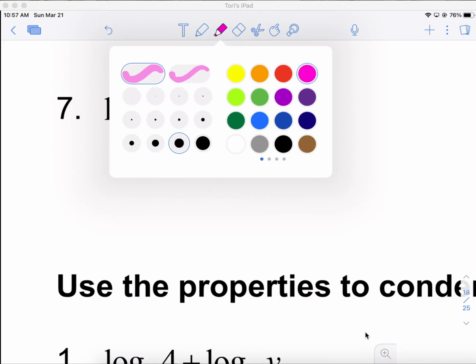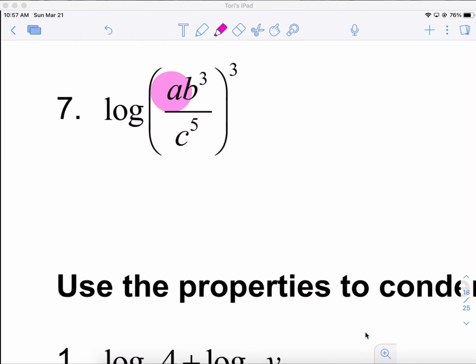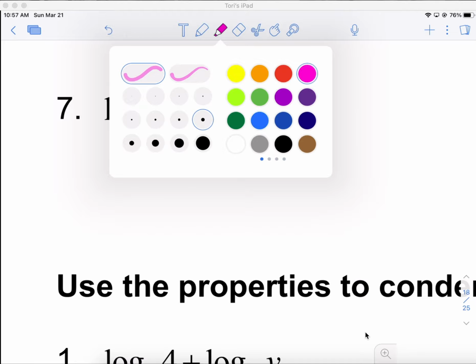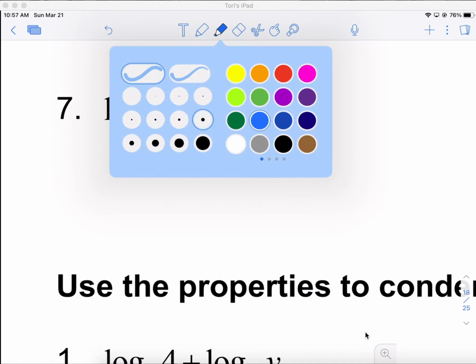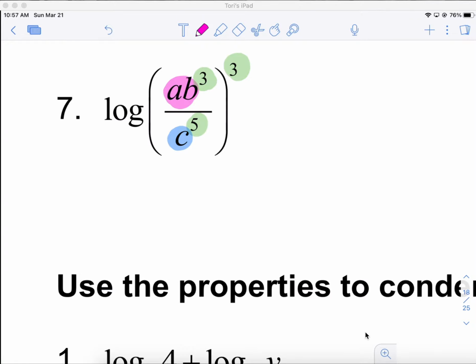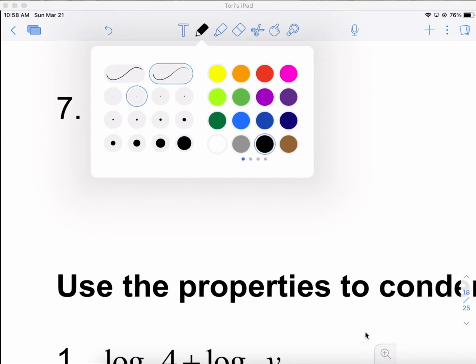So I notice that I've got some multiplication going on top. I've got an exponent here, an exponent here, an exponent here, and I've got a division piece going on the bottom. So we've got quite a few pieces here. I'm going to start by putting that big 3 on the outside. Okay, so I'm going to start with him.